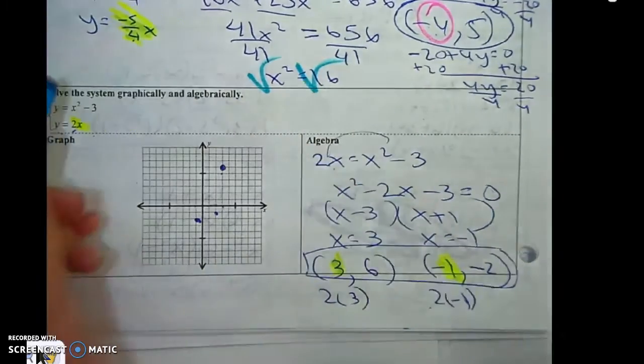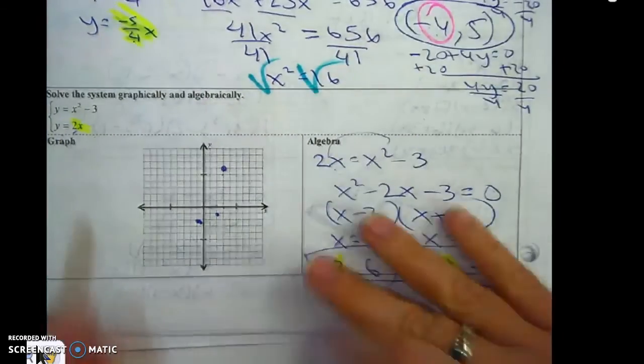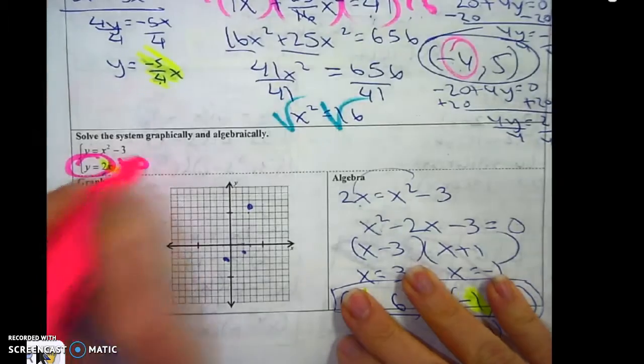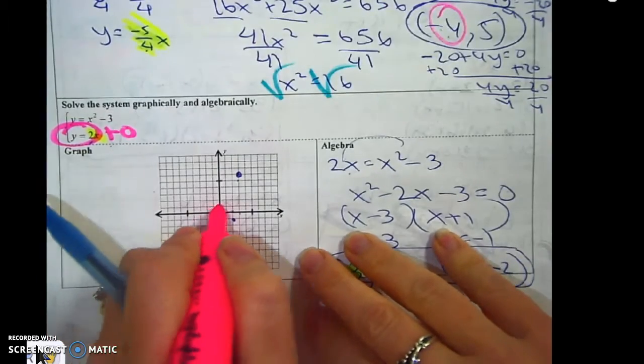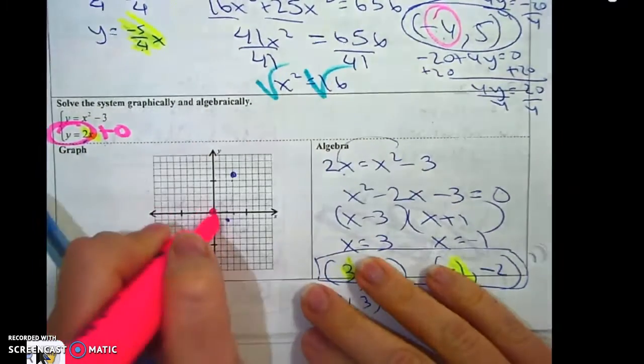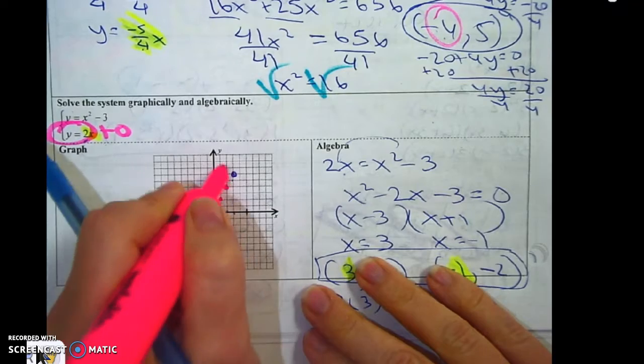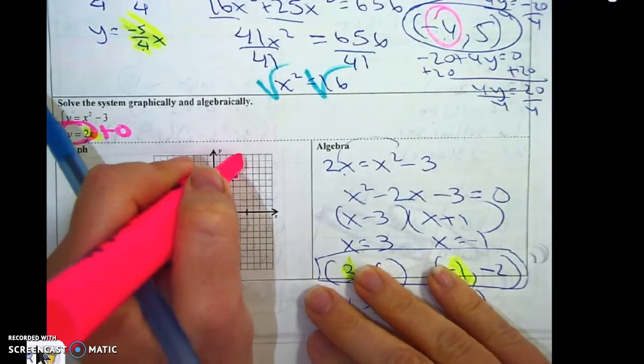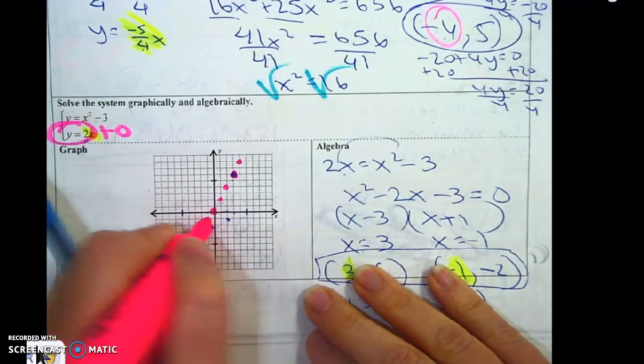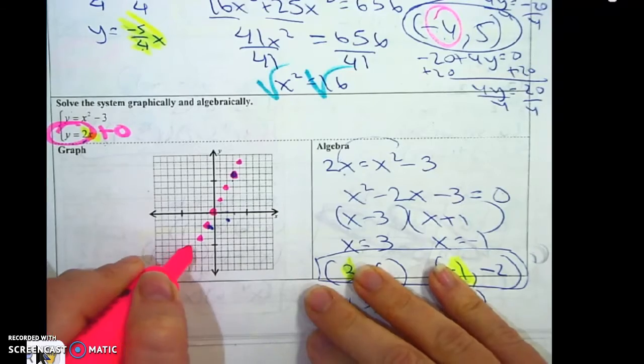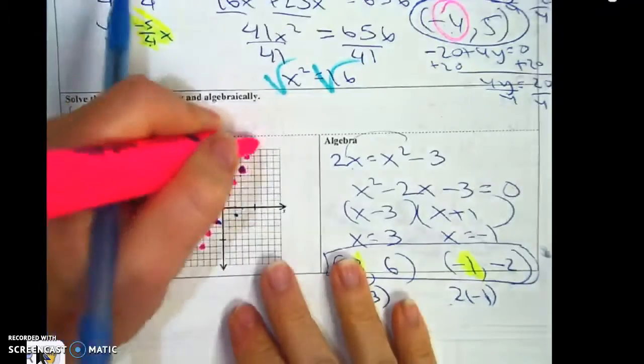So if I'm going to graph this, I can always do it in pink. There's an imaginary plus 0. So I start at 0. And then I go up 2, right 1, up 2, right 1, up 2, right 1, up 2, right 1. Oh my gosh, it's touching. I had no idea. And then down 2, left 1. Oh my gosh, it works. Okay. And then I draw my pink line.